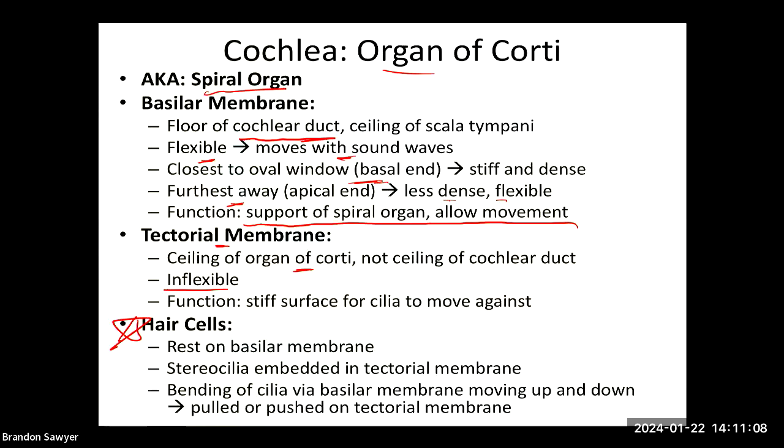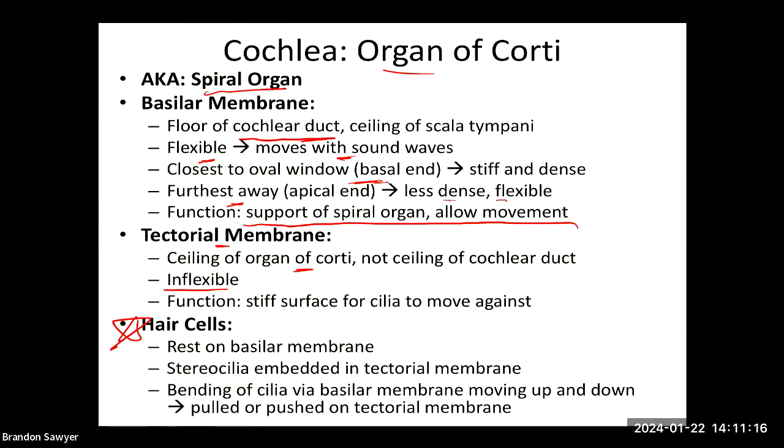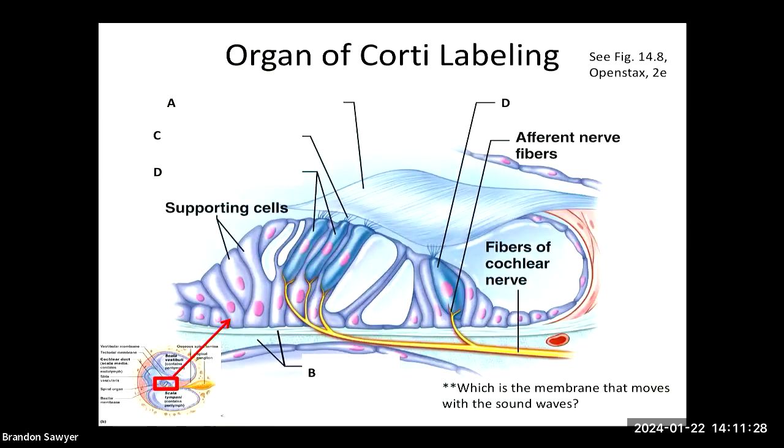Okay. All right, let's go ahead and head over to this one. This is just going to be another brief labeling. Go ahead and label the next image there. And there is a clicker question there on the bottom as well for you to answer. So this is just kind of a close-up of that organ of Corti, that spiral organ. You can see those different membranes, the hair cells.